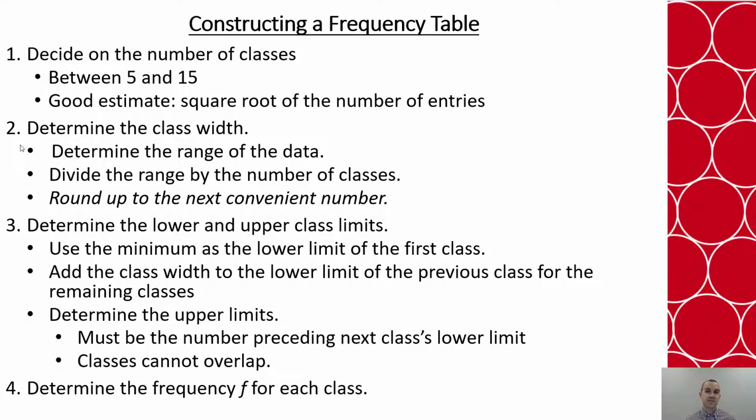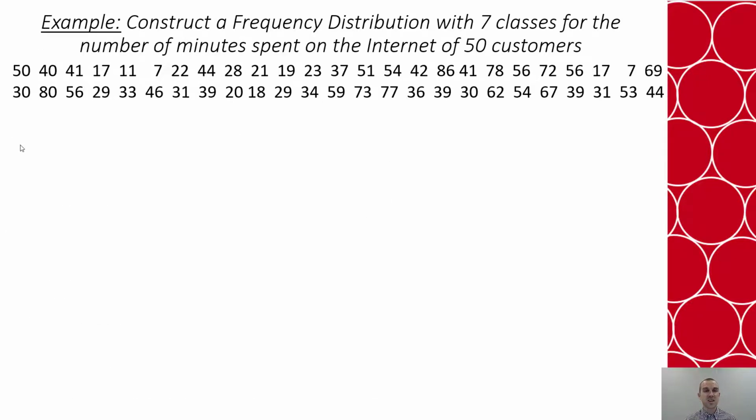Once we have our classes, we just count up our data and mark the number of items for each of the individual intervals or classes. So say we have this data of 50 customers and we're told we want to create a frequency distribution with 7 classes. So here we're given that we want to start with 7 classes. And honestly, if you took the square root of 50, it's about 7. So that's why 7 is a good number here.